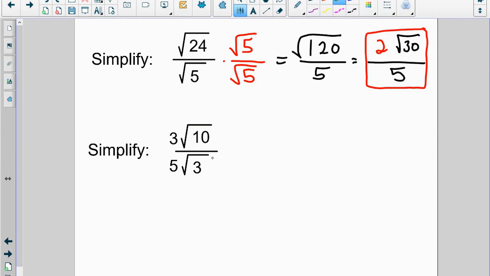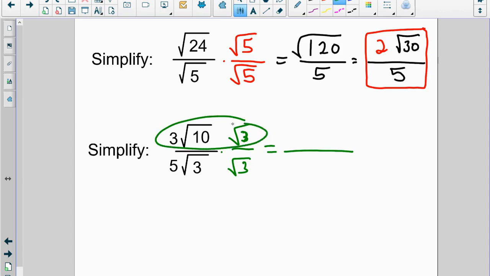Because our denominator has the square root of 3 in it, that's actually all we need to multiply by. We don't need to multiply by the 5 and the square root of 3. We just want to multiply the top and bottom by square root of 3. All right, so let's see what we get when we do that.